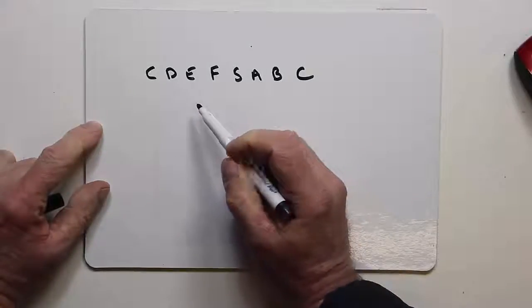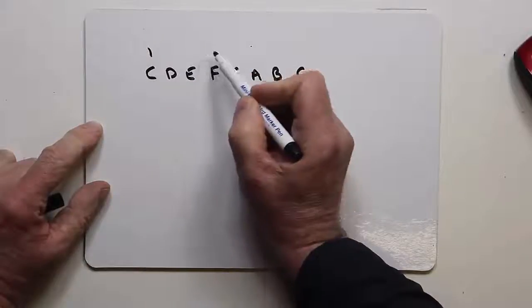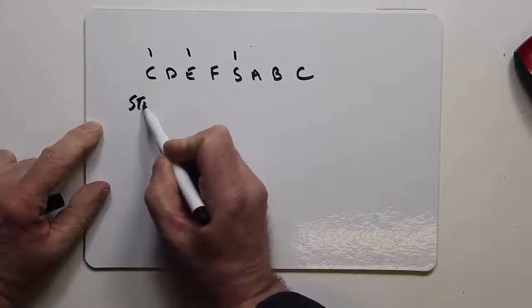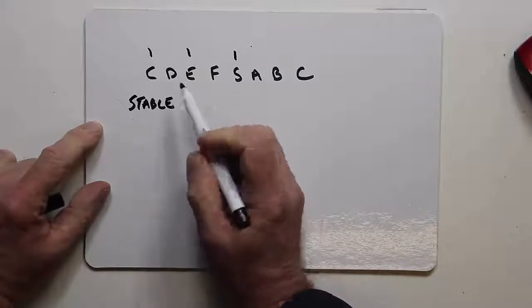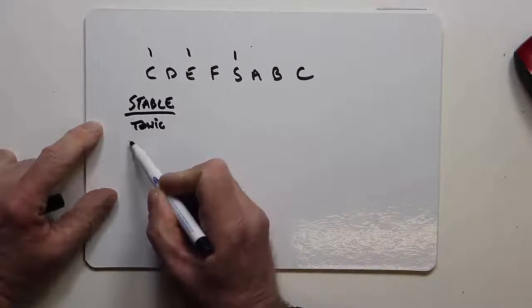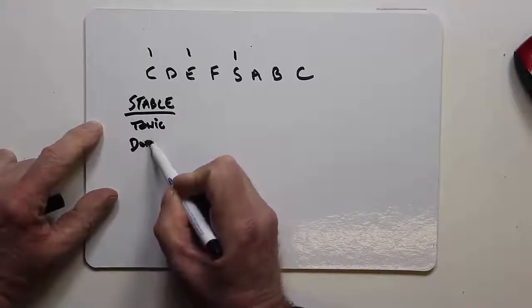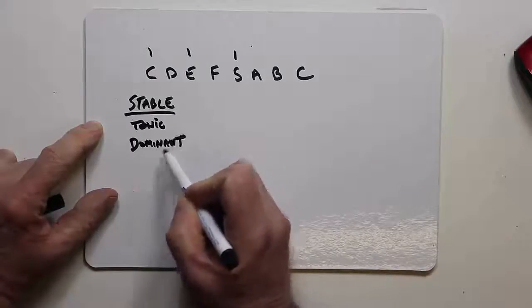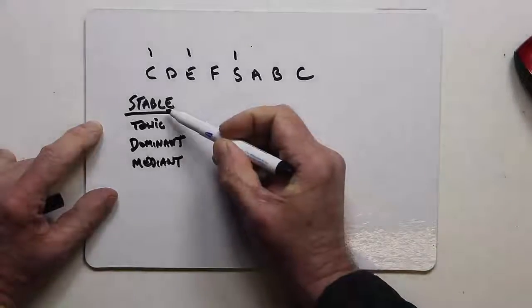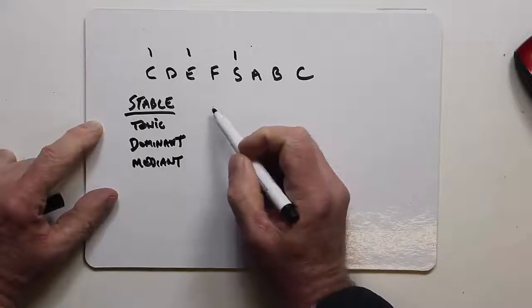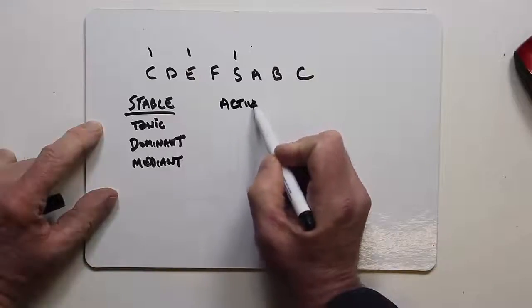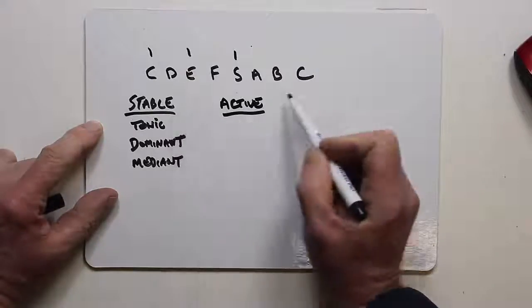Right. The notes C, G and E, so the tonic, the dominant and the mediant are all considered stable tones. Okay, and the next lot of tones are considered active, and that's basically everything else.